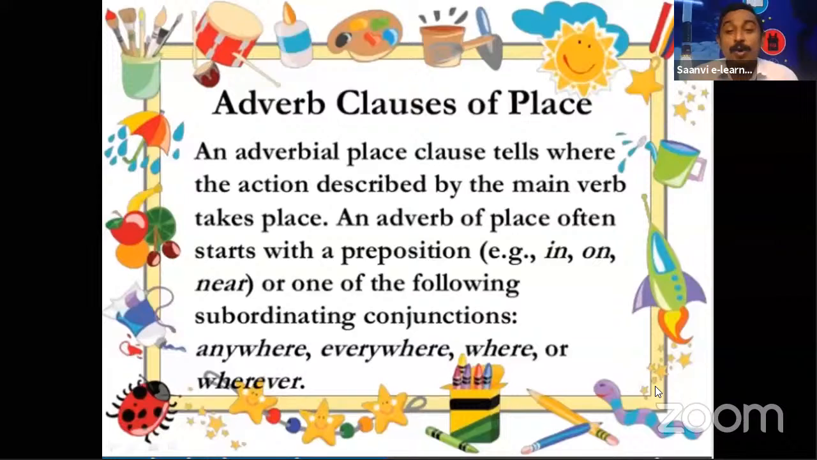Next is the adverbial clause of place. It shows where. It's very clear. It describes the action. An adverb of place often starts with a preposition. Adverbial clause of place always tells us where the action occurred. It starts with a preposition like in, on, near, or it may start with a subordinating conjunction like anywhere, everywhere, where, or wherever.